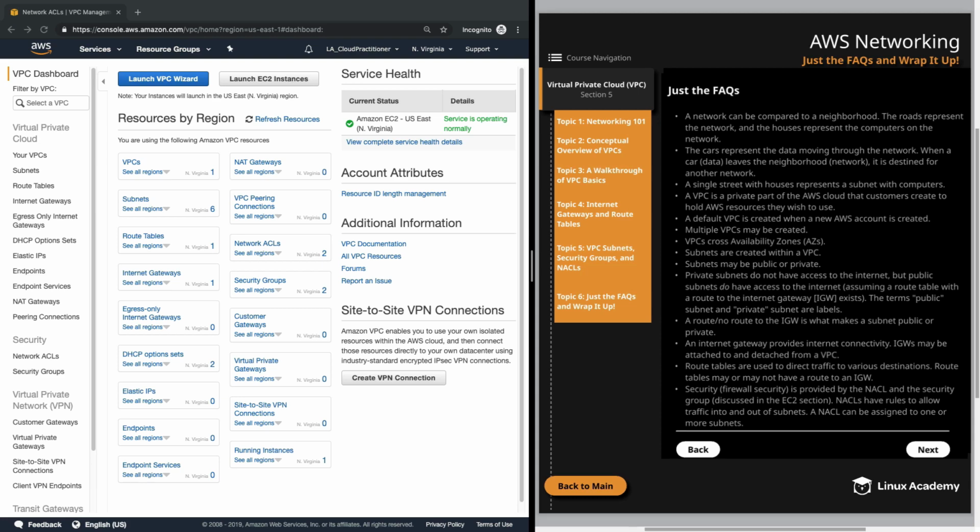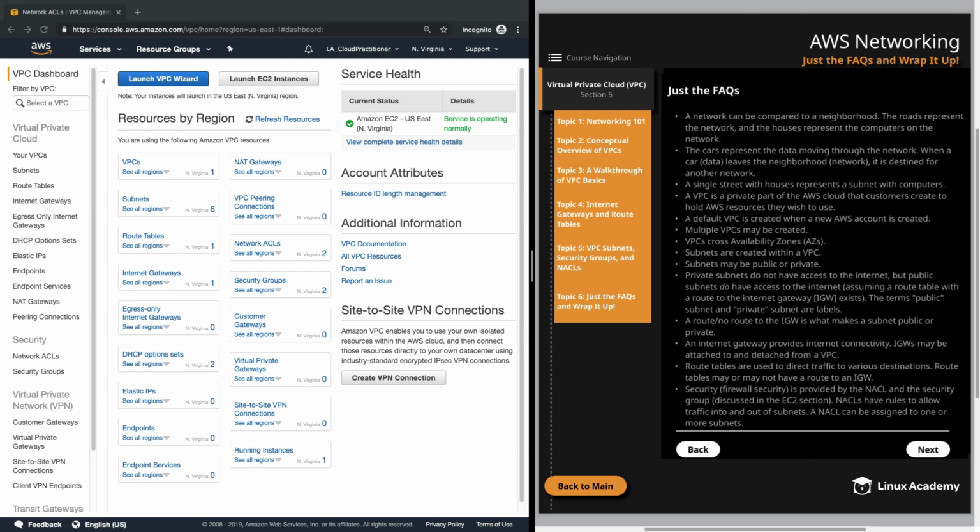We also talked about private and public subnets. Private subnets do not have access to the internet because they do not have a route that gives them access to the internet. Public subnets have a route to an internet gateway, and that internet gateway must be attached to the VPC, but the public subnet would then be able to access the internet. So a route to an internet gateway or no route to an internet gateway is what determines if a subnet is public or private. An internet gateway provides internet connectivity. Internet gateway can be attached and detached from a VPC.